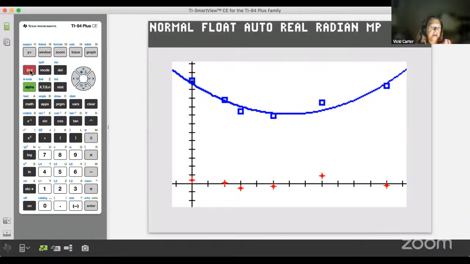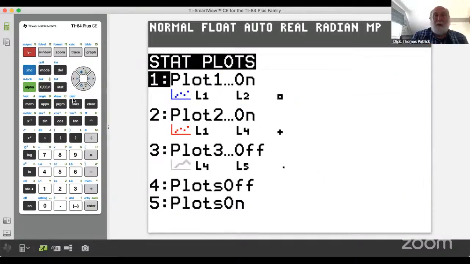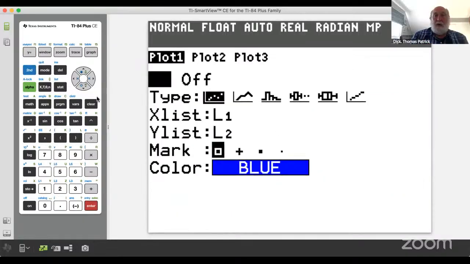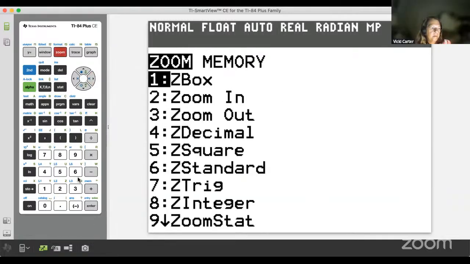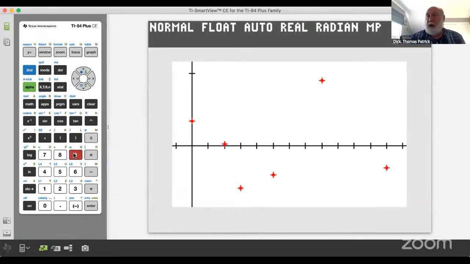Let's do our zoom stat again, just so they can see. All right, a little better. I'm going to turn off plot 1 and then do zoom stat again. Yep, plot 2 is still on. There we go. And this is much more similar to the plot that we saw.